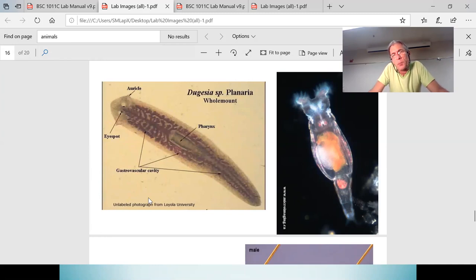So would I expect a planarian to read the paper, if it had the mental capacity? No, of course not. It can sense light though, can it? Would an eye spot sense light? Yeah, not clearly. Thank you, Carrie. That's exactly right. More of a dark and light thing, huh?